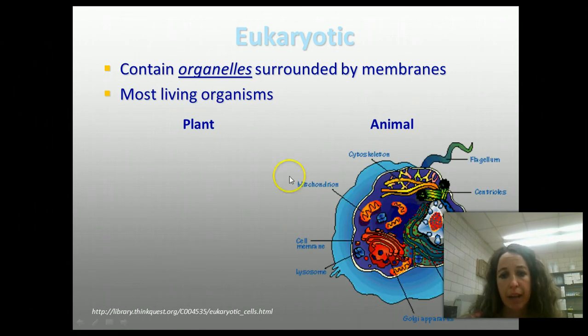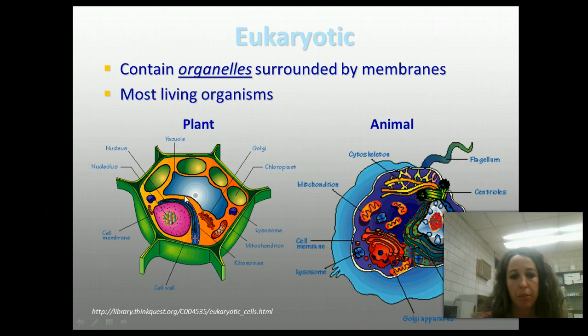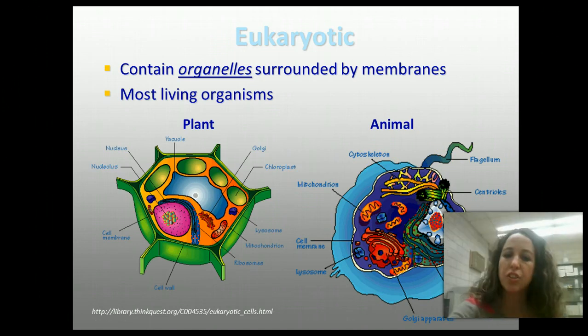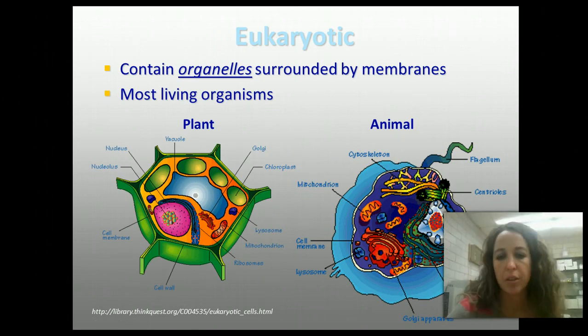Here's an example of what an animal cell looks like, and here's an example of what a plant cell looks like. And we'll look more at it. You don't necessarily have to sketch this one like I asked you to for the prokaryotic ones, but if you want to do a rough drawing to show that it has lots of parts in it, I think that would be beneficial to your notes.